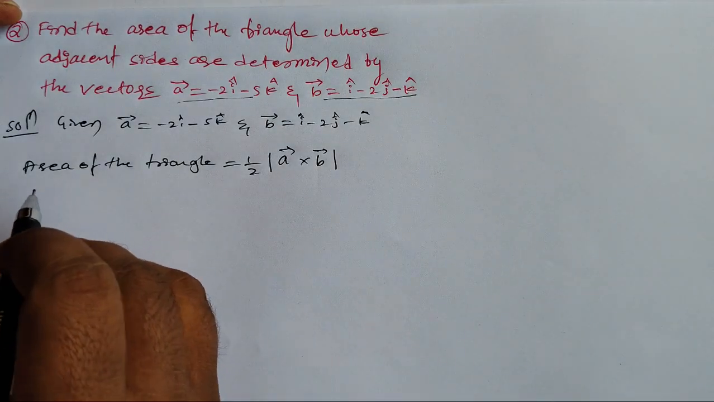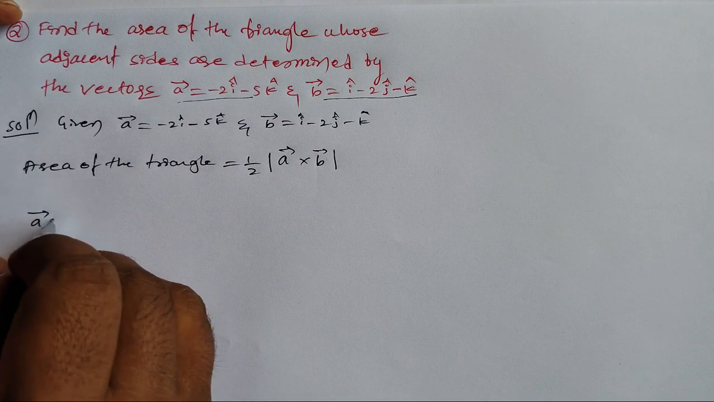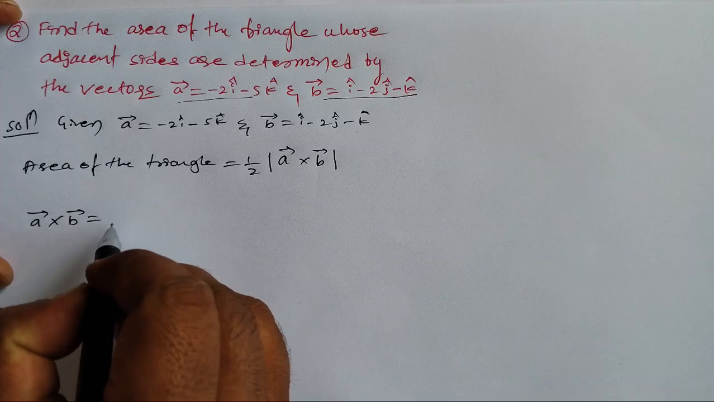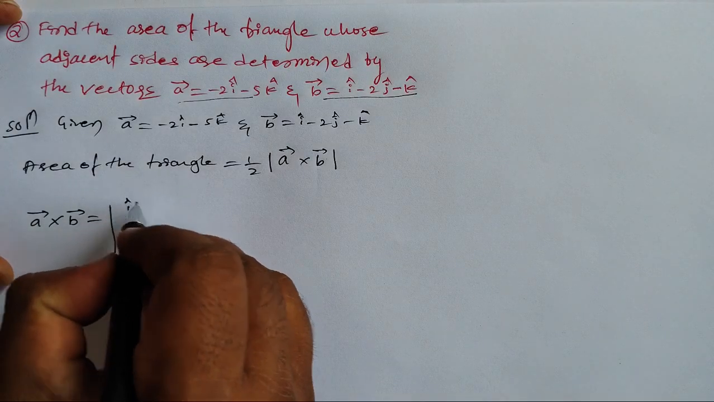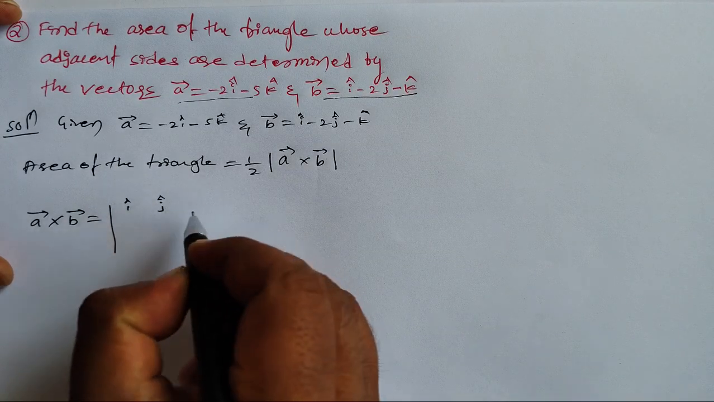Okay, right. First you find A cross B. A vector cross B vector equal to, okay, same method, i, j and k.